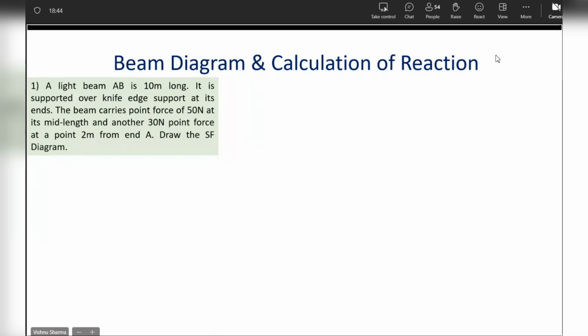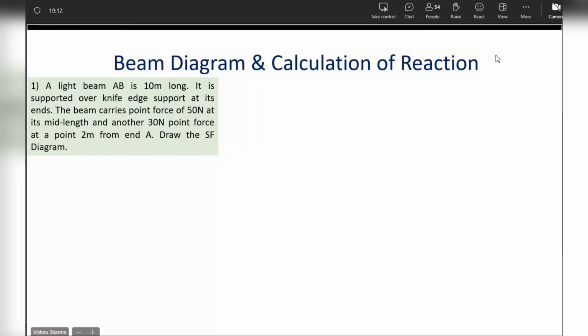Then you can compare at least the first part of the diagram. The first step of everything will be the diagram. So if you are comfortable with making the diagram, the first step is well taken. Okay. The light beam is supported on knife edges at its ends. The beam carries a 50 newton load at its mid length and a 30 newton load 2 meters from the end.